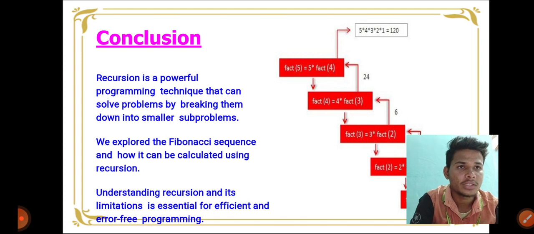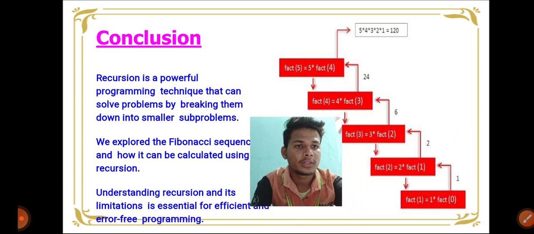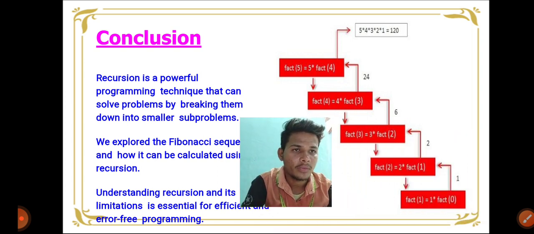One more example: 5 × 4 × 3 × 2 × 1 is equal to 120. fact(5) is equal to 5 × fact(4). fact(4) is equal to 4 × fact(3). fact(3) is equal to 3 × fact(2). fact(2) is equal to 2 × fact(1). fact(1) is equal to 1 × fact(0).